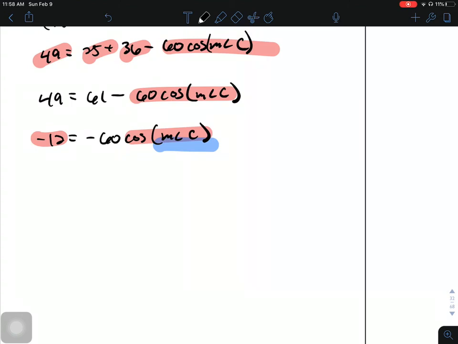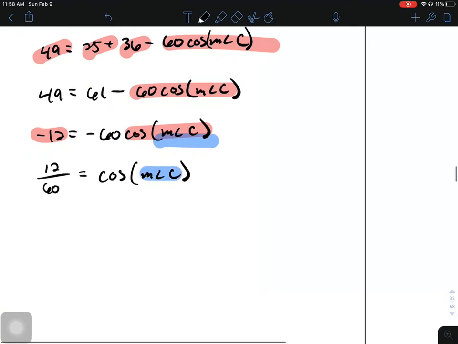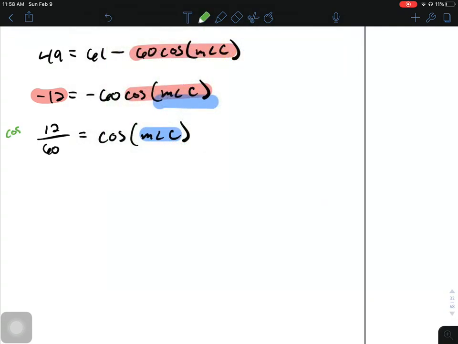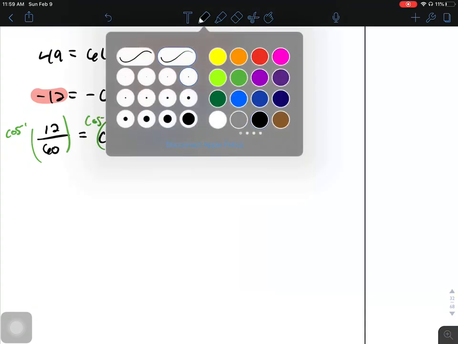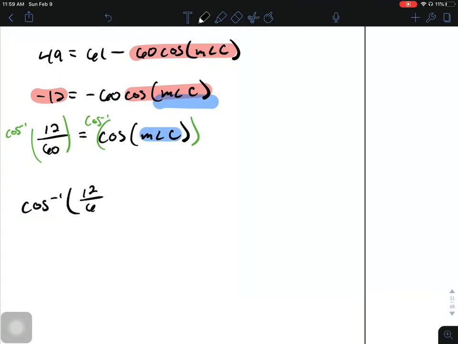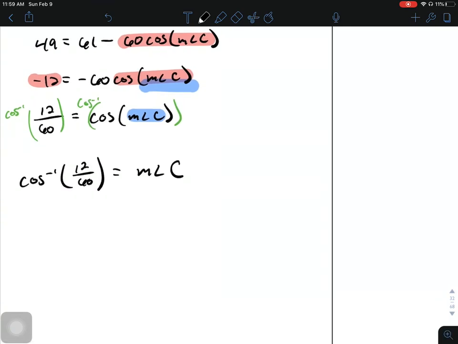Let's get rid of the times negative 60. A negative 12 divided by a negative 60 is going to be positive 12 over 60. That reduces, but let's just leave it for now. The right side is cosine of the measure of angle C. How are we going to get measure of angle C by itself? Well, we have to do a cosine inverse to both sides of the equation. On the left, that would be cosine inverse of 12/60. On the right, the cosine and cosine inverse cancel, and you get measure of angle C. I think the direction said round to the nearest whole number for angles. I put this in my calculator, and I got about 78 degrees.